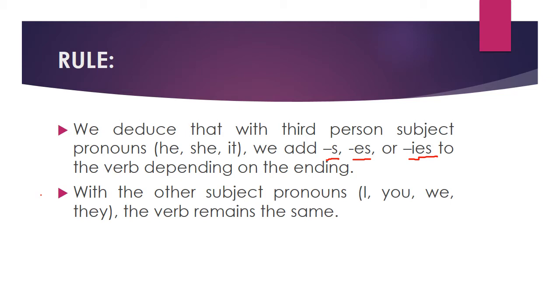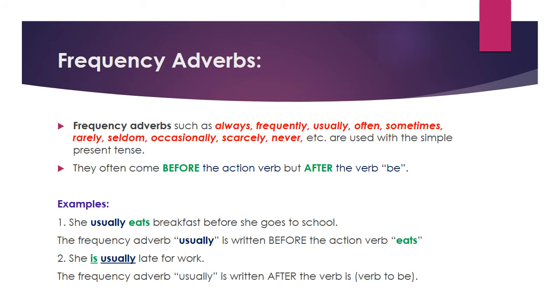We go to the beach every Sunday in summer. She goes to the beach every Sunday in summer, okay? I, you, we, they, it remains the same. He, she, it, we add s, es, or ies depending on the ending of the word. They have spelling rules. Now this is a very important note here, frequency adverbs. Those are key words that tell you that this sentence is in the present simple.